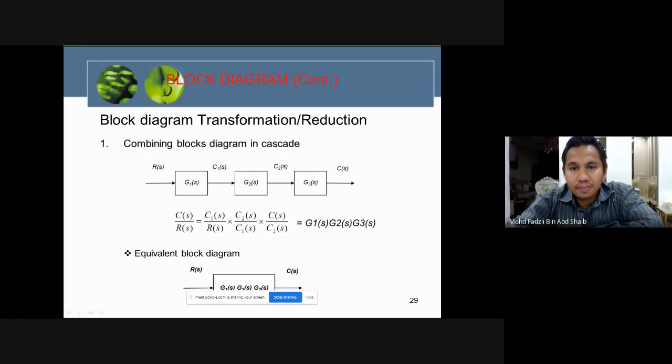Again, for the block diagram in cascade, which is in series, we just multiply all the blocks: G1, G2, G3. Finally it becomes one block, G1S times G2S times G3S. At the beginning is RS, which is the input, and at the end is the output, CS.